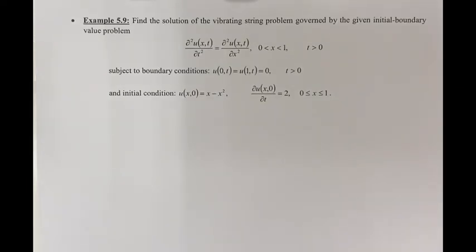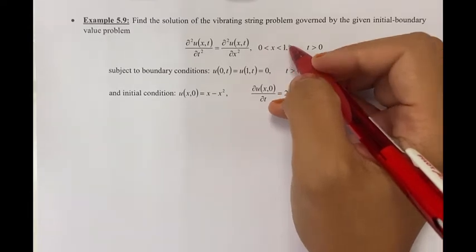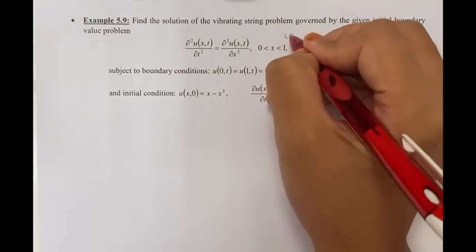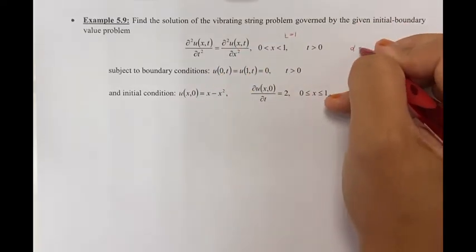Last example for this video, example 5.9. Find the solution of the vibrating string problem governed by the given initial boundary value problem. ∂²u/∂t² equals ∂²u/∂x². The length is from 0 to 1, so L is equal to 1. And from the PDE, alpha is equal to 1.